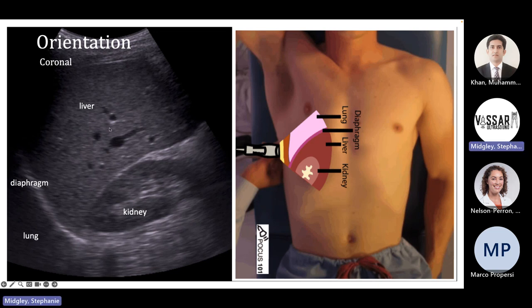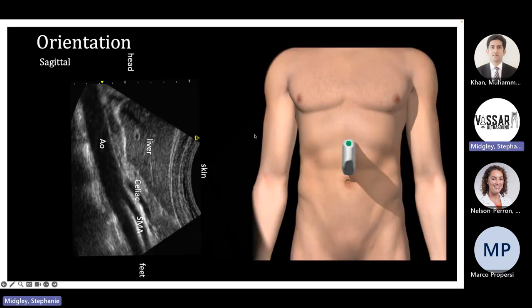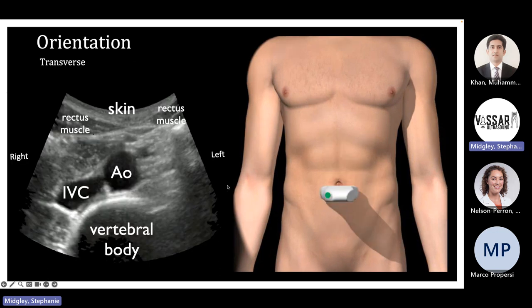So when it comes to coronal, just know this corresponds to, and I have better pictures for the FAST lecture, this up here corresponds to the patient's head. This is their feet, right? So here's the lung, there's their diaphragm, liver, kidney. And again, probe marker is up towards the head. So lung is towards the head, kidney towards the feet. Sagittal, again, probe marker is up towards the head. So head is up here, pubic symphysis, feet down here. And for sagittal, probe marker again is up towards the head. Tubular structures are going to show up as a tube, and in short axis, they're going to show up as a circle.